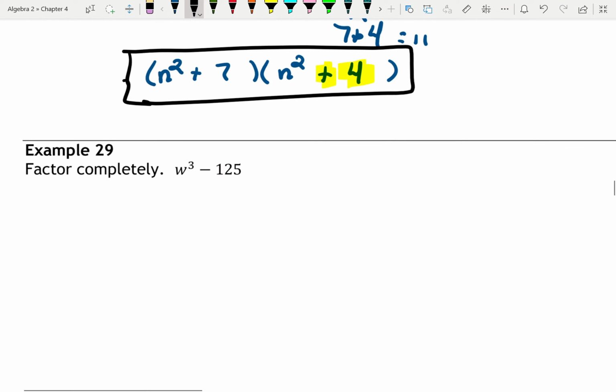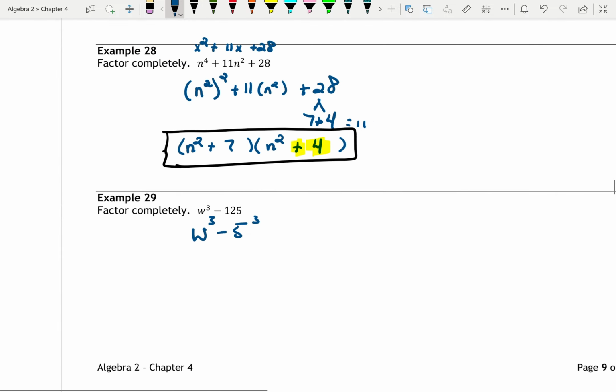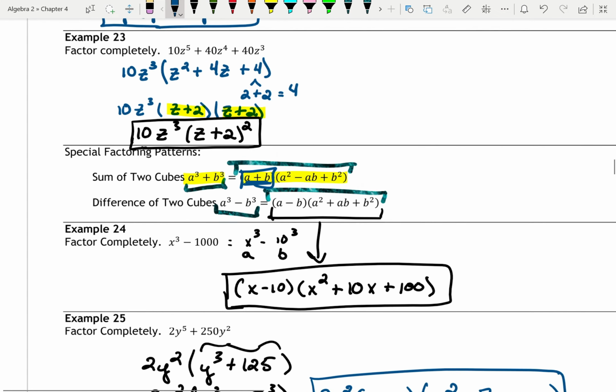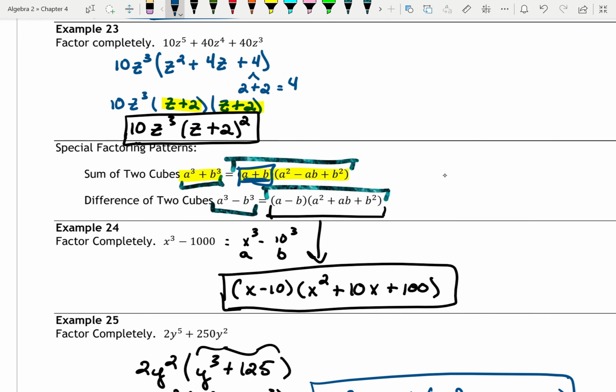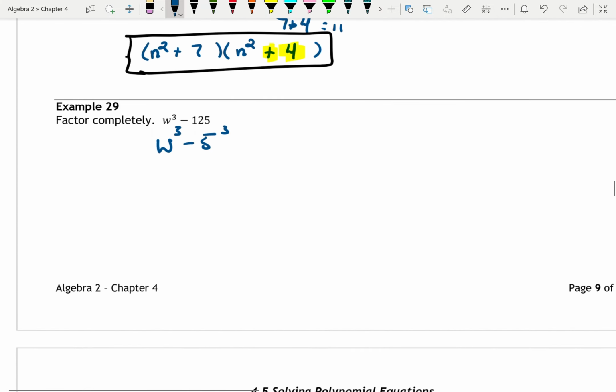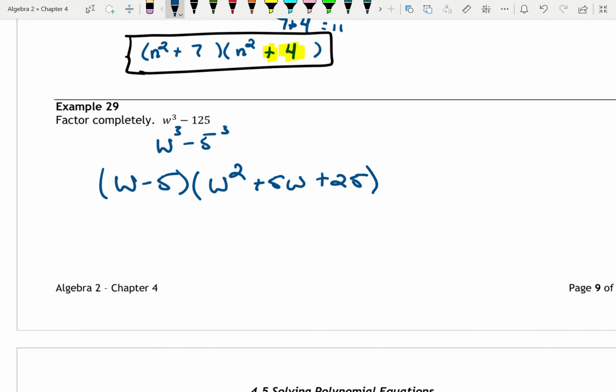All right, number 29, we're supposed to factor completely. W cubed minus 125. Well, that's w cubed minus 5 cubed. That's a difference of two cubes. So let's scroll back up and check on our formula. This is the one with the minus in it, so this is the bottom one. We're going to have a minus b, and then in the second one, everything's positive. So we're going to say w minus 5, and then we'll have w squared plus 5w plus 25.